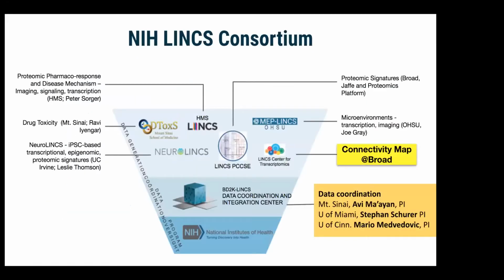So just to give some perspective, the connectivity map at the Broad, we're the LINCS Center for Transcriptomics. And of course, that's one of multiple centers around the country that are working on building this LINCS resource. And we work very closely, of course, with the DCIC to help share and make available our data.